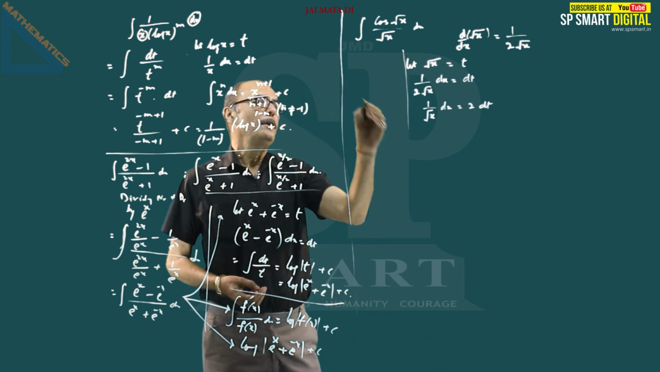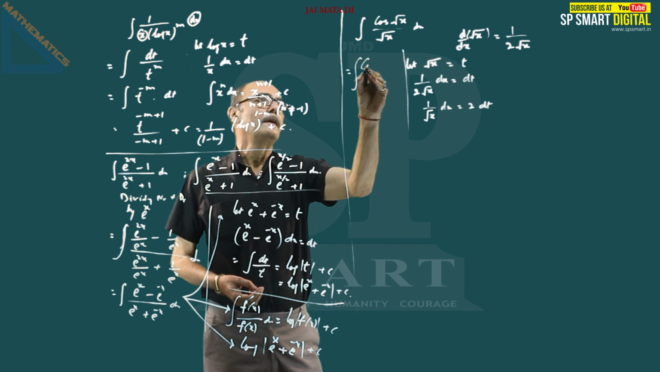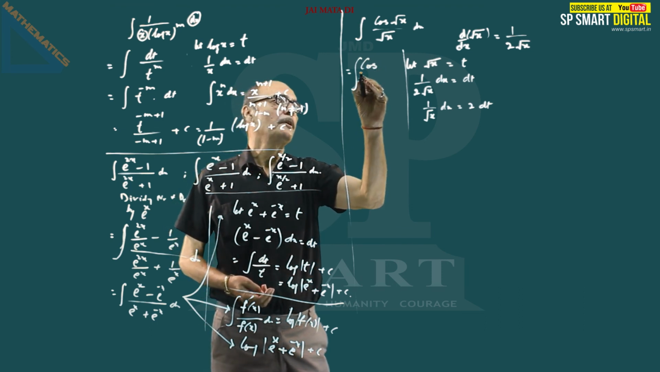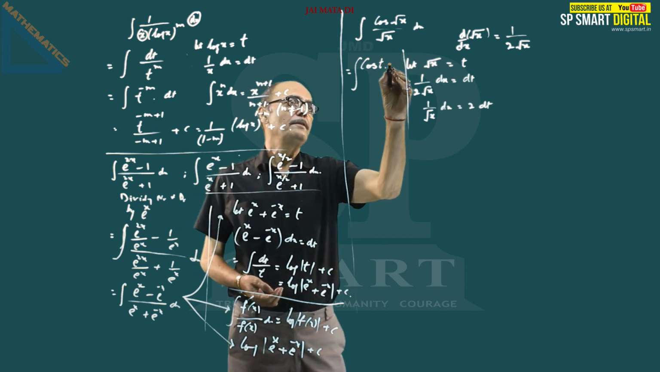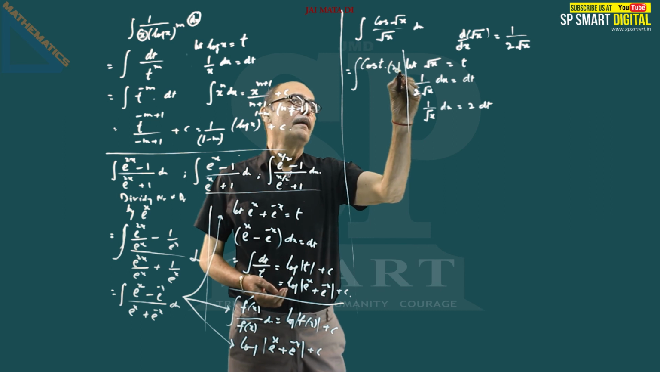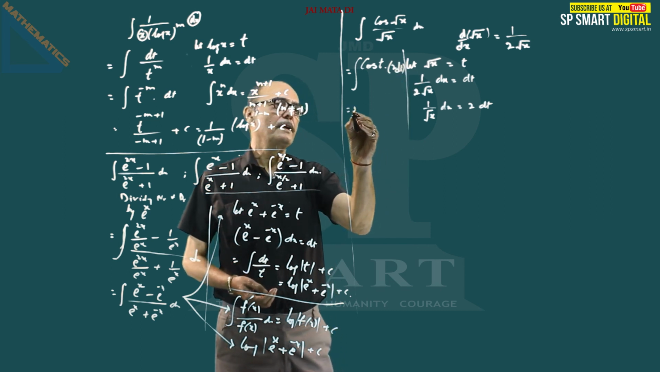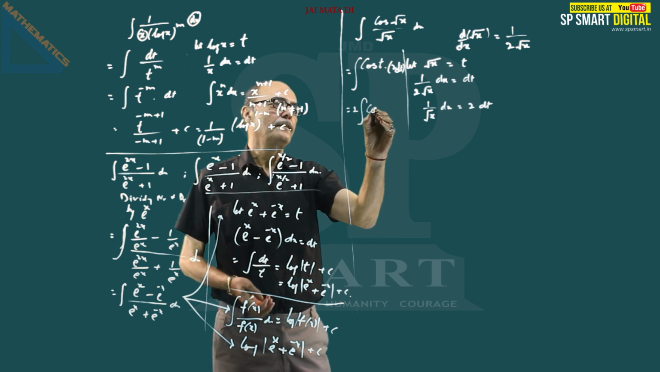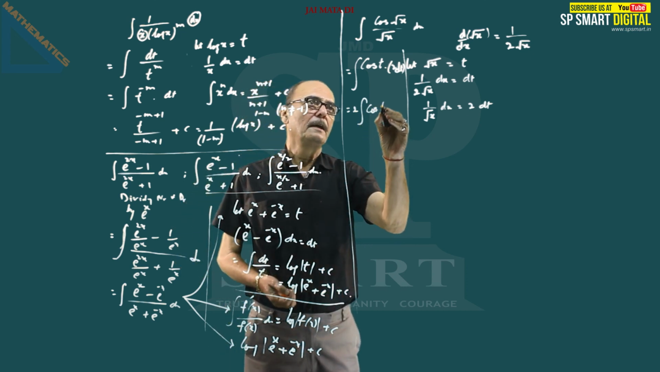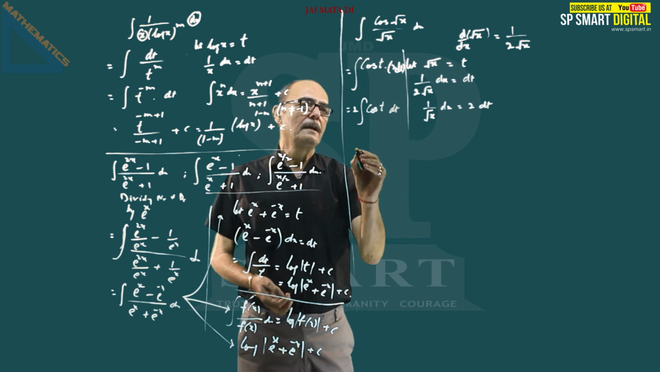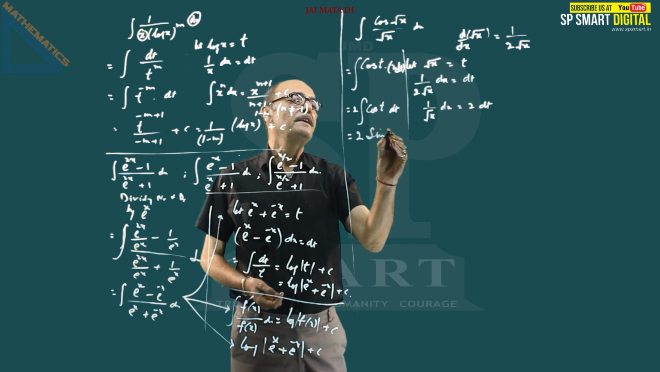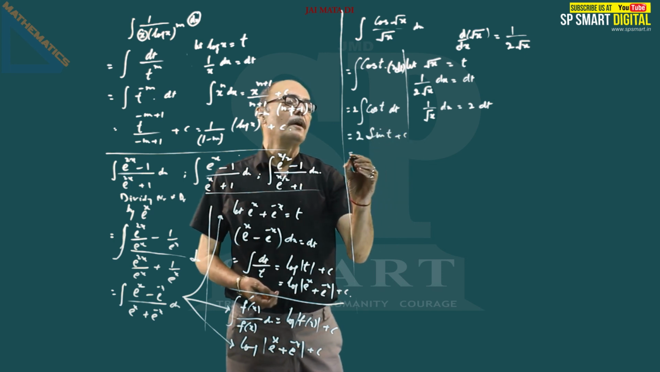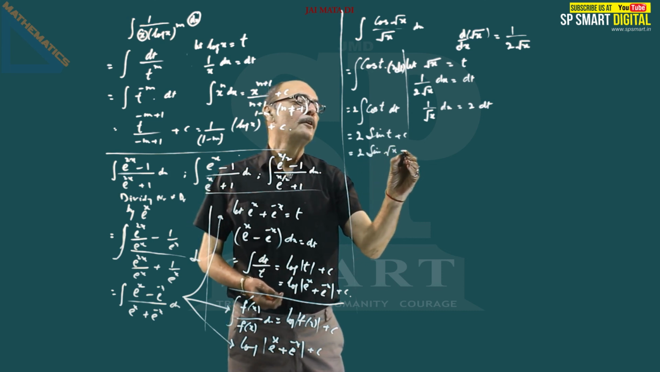So, we apply here integral of cos of t, dx upon root x is twice of dt. Take 2 outside, integral of cos of t d of t is equal to twice sine of t plus c, or this is twice sine of root x plus c.